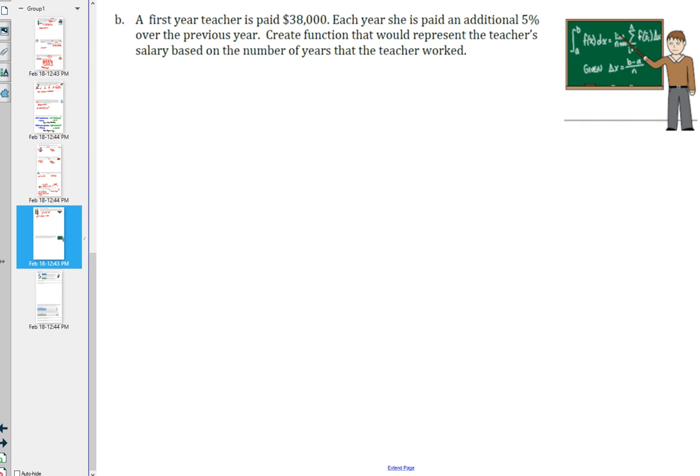The first year teacher is paid $38,000. Each year, she is paid an additional 5% over the previous year. Create a function that would, okay, so yeah, 5% over. What type of function is this going to be? Yeah, it's going to be exponential, because that's the common ratio there.